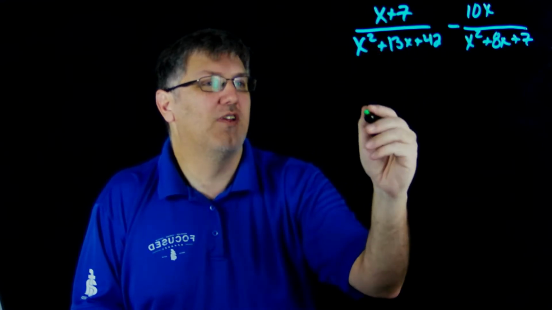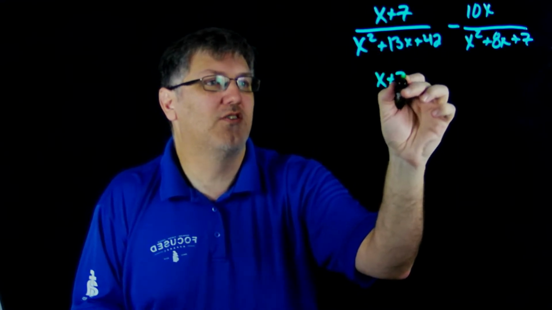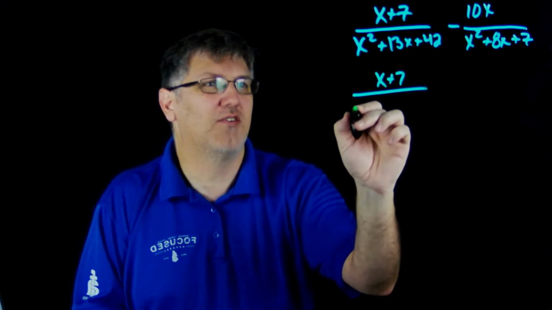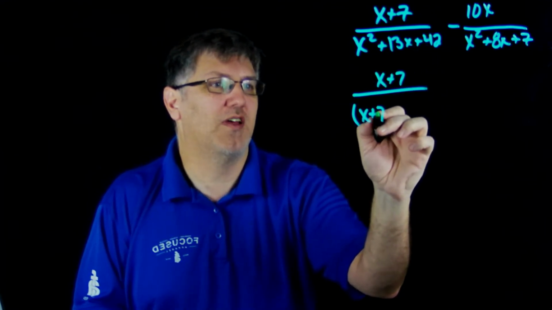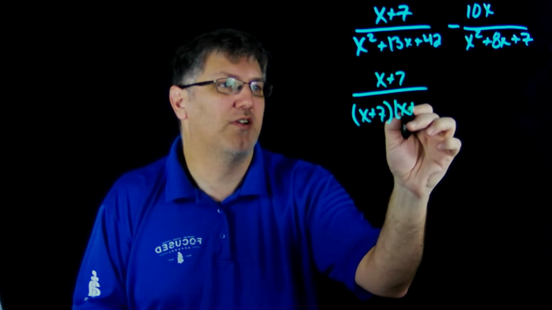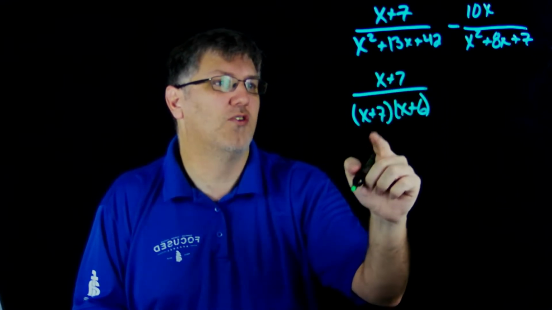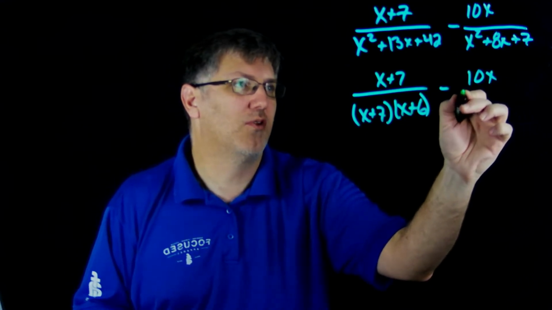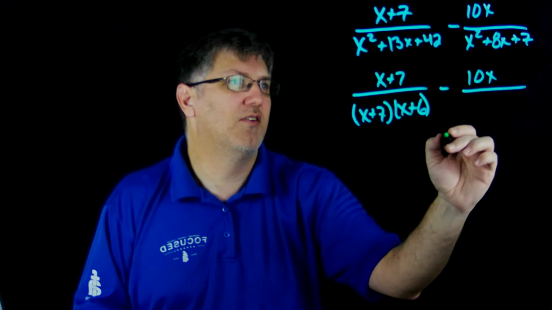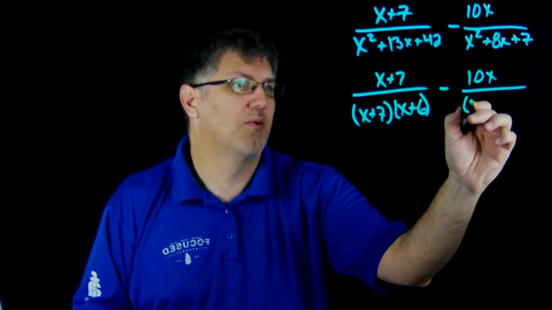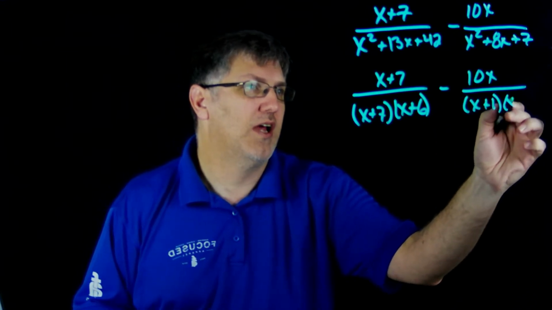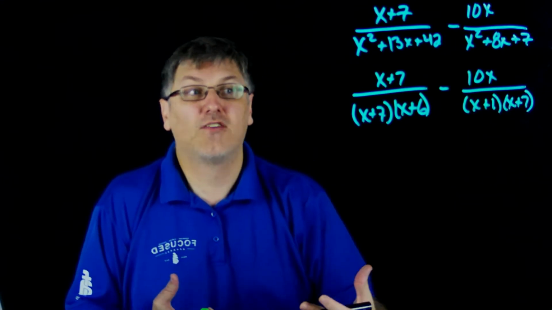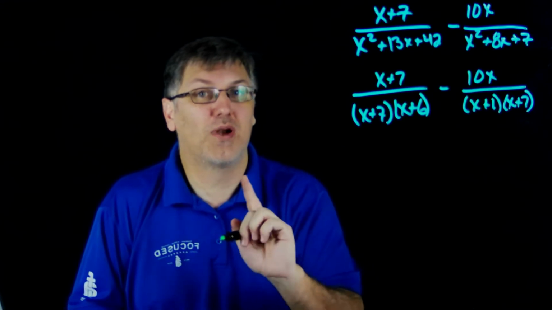So x plus 7 is in its simplest form. So I have x plus 7. I want to put that over the bottom factors here. It's got to be 7 and 6. So it's x plus 7 and x plus 6, because 7 times 6 is 42, and 7 plus 6 is 13. Minus 10x is already fully factored for me. The 8 and the 7 here is going to be a 1 and a 7. So I'm going to have x plus 1, x plus 7. Okay, so now I'm fully factored, and I see that I can actually simplify here, but I'm not going to.